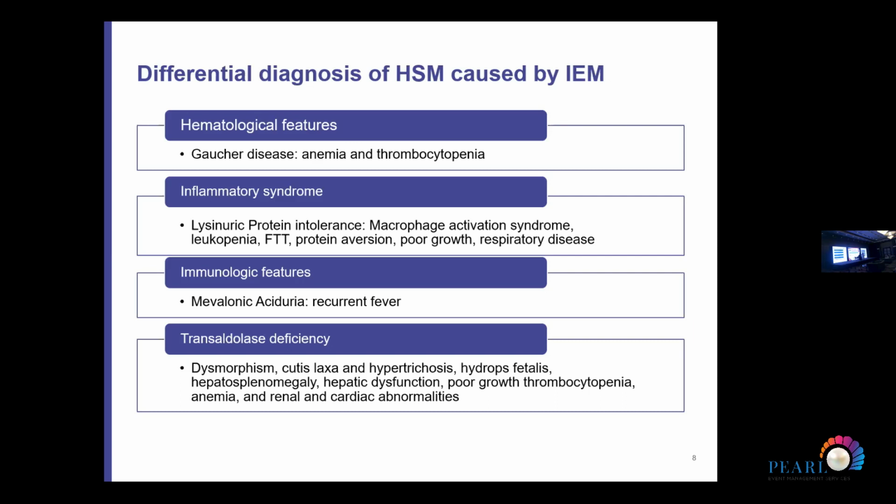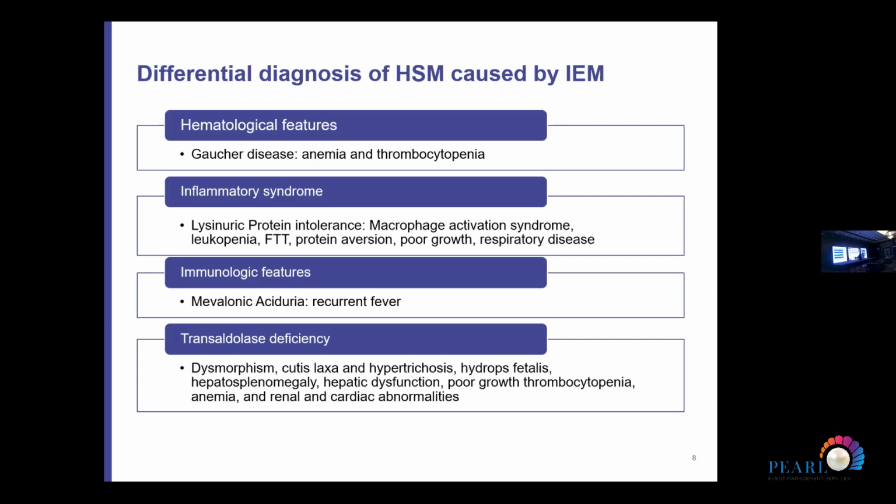However, if the child presents with an inflammatory syndrome, so there's a macrophage activation syndrome with high ferritin, high LDH, also the presence of leukopenia, significant growth failure, protein aversion, and respiratory disease, you need to think of lysinuric protein intolerance. If the child has recurrent fever, please think of mevalonic aciduria, which can be easily diagnosed by doing a screening urine organic acid.